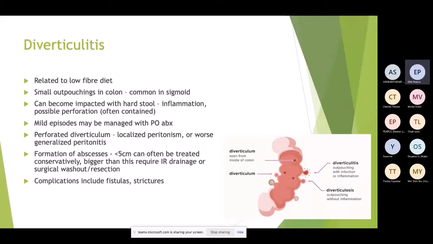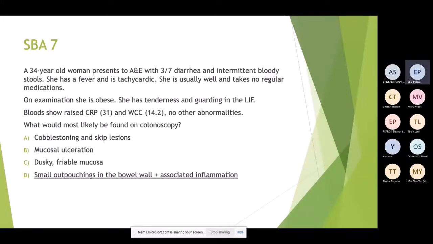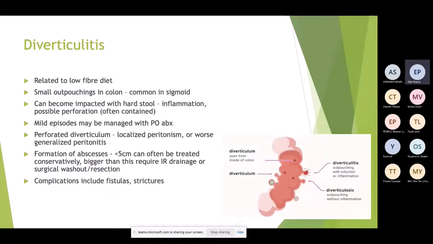And this lady's symptoms, the mucosal ulceration, of course, would be in keeping with ulcerative colitis. But this lady's only had 3 days of diarrhea. She's usually well. For ulcerative colitis, we probably expect a longer history of intermittent bleeding and diarrhea, whereas this patient has got just 3 days of diarrhea with infective type symptoms, which is in keeping with diverticulitis. It's related to a low fiber diet, and it's these small outpouchings in the colon, most common in the sigmoid colon, and they get impacted with stool. And then that can lead to infection, inflammation, and possible perforation.